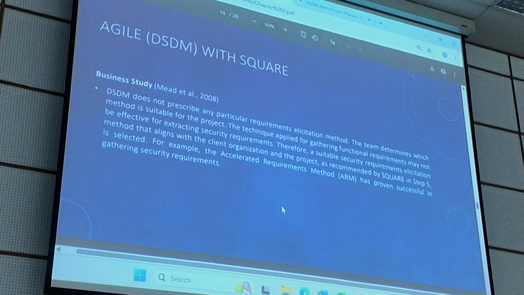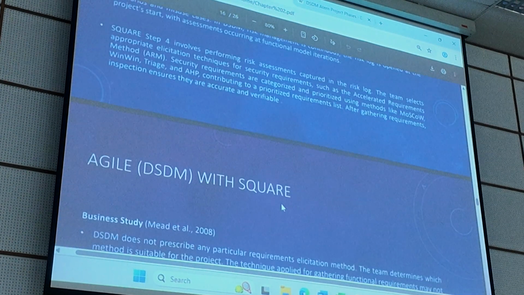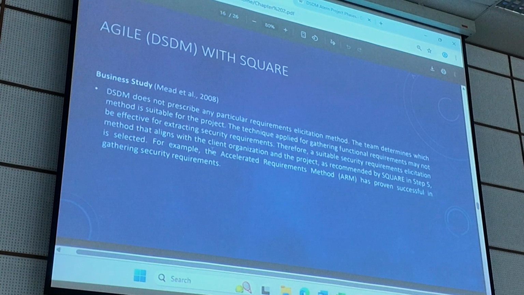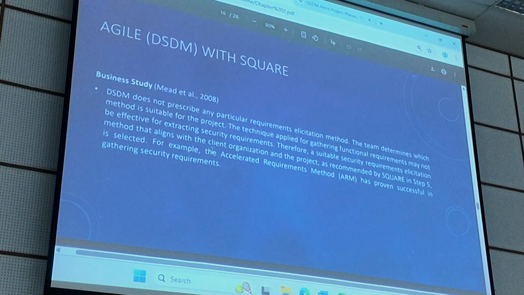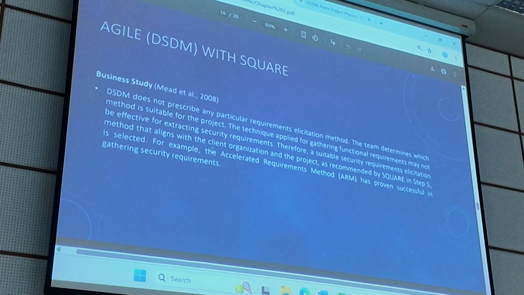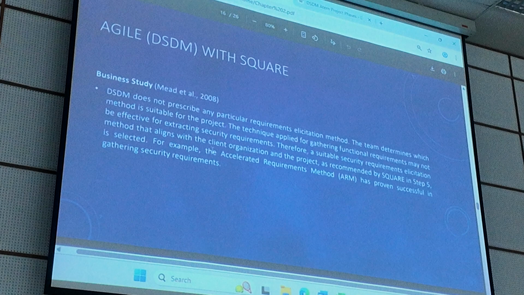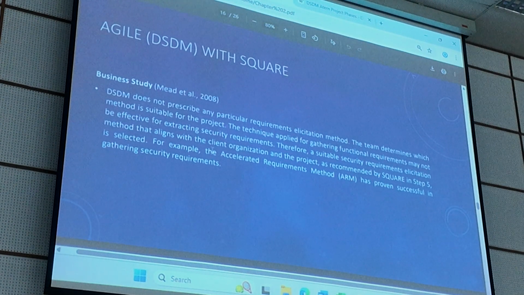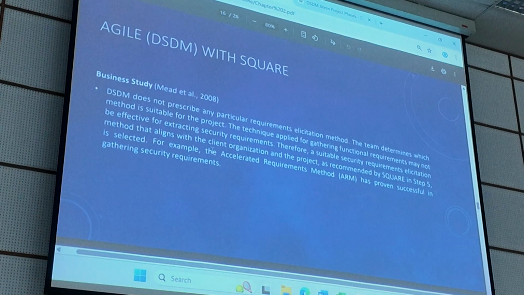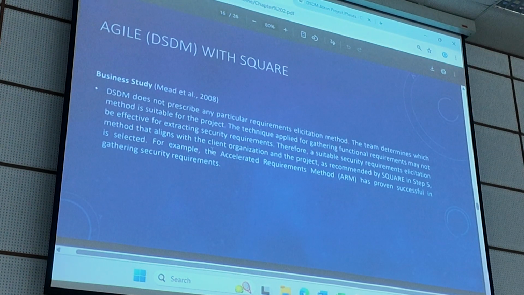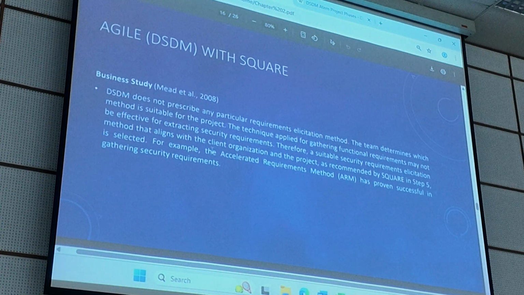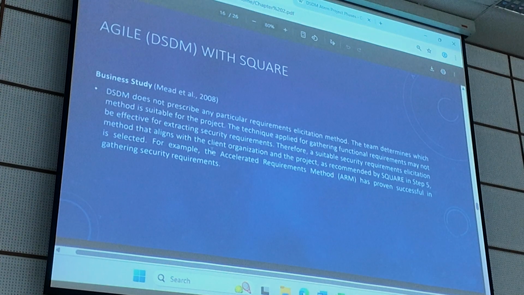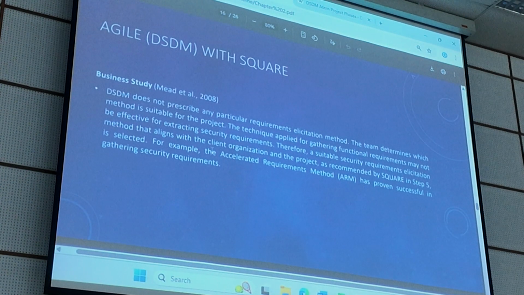Now, continue. During the business study, as you can see in the first sentence, the DSDM does not identify or state what kind of requirement elicitation technique you may use. Therefore, you have to determine the method yourself. But actually in SQUARE, you must follow, am I right? After you have the risk assessment, then you determine what techniques you should apply. Understand?